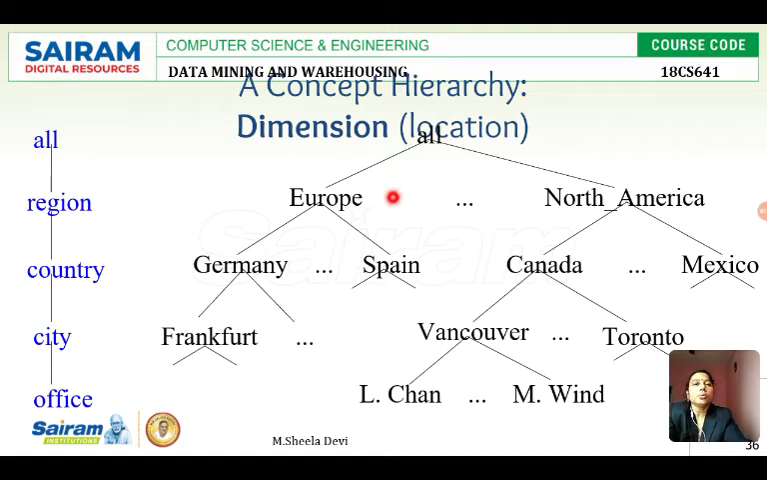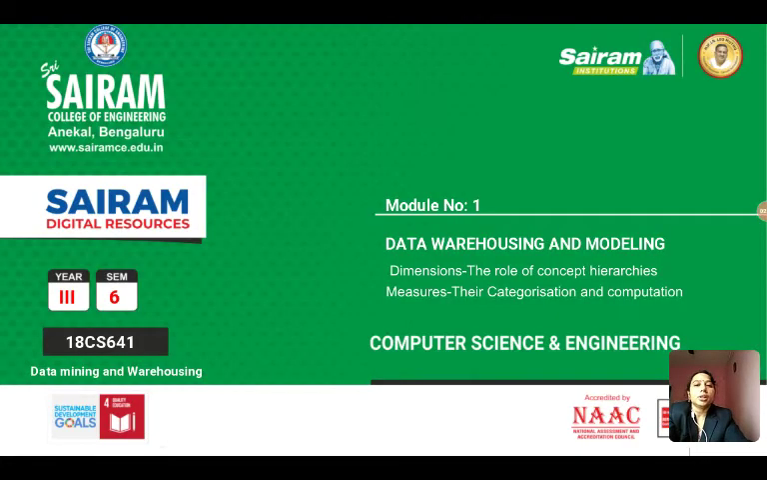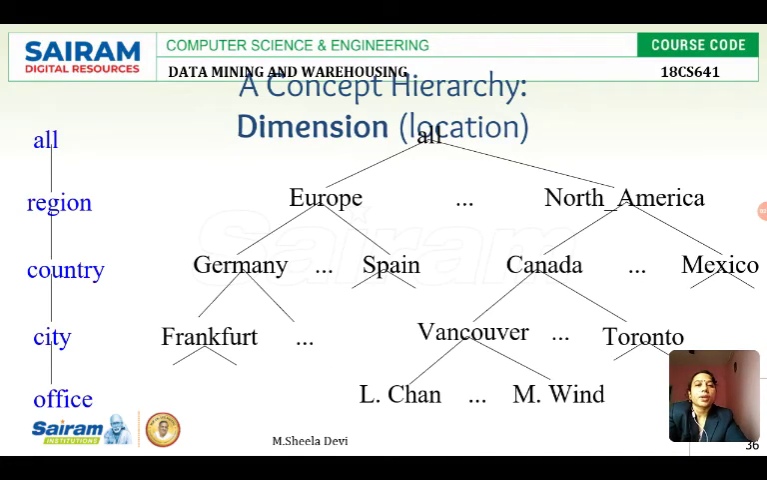Then no, I don't want it with respect to region, but with respect to countries. Europe has Germany, Spain and many other countries. North America again has divisions: Canada, Mexico, everything. Then if I want to calculate the sales even deeper, it is with respect to the city: Frankfurt inside Germany, or something else inside Spain, whichever cities are there inside Canada. For every city we have to calculate the sales separately.